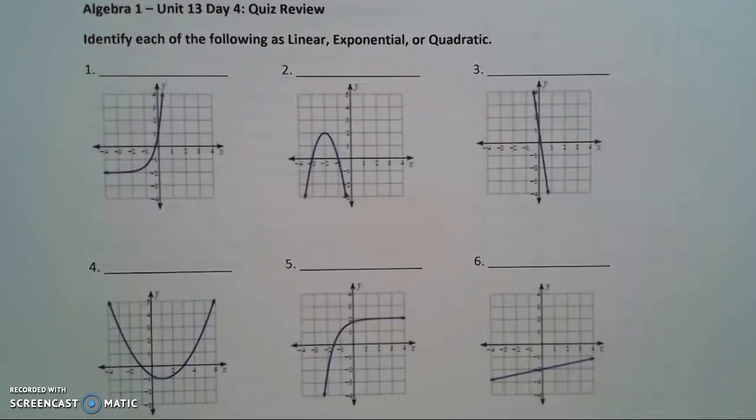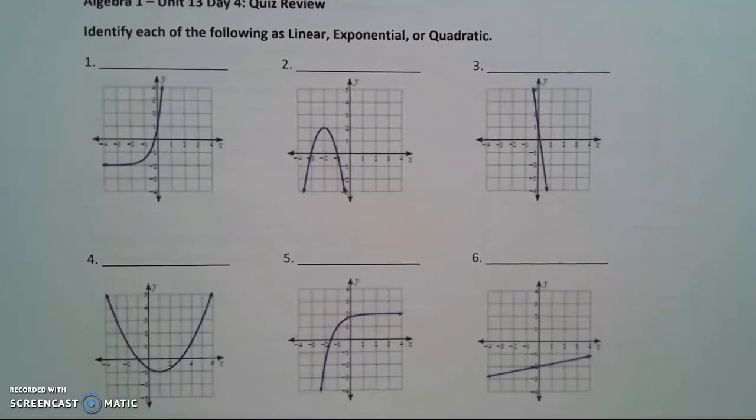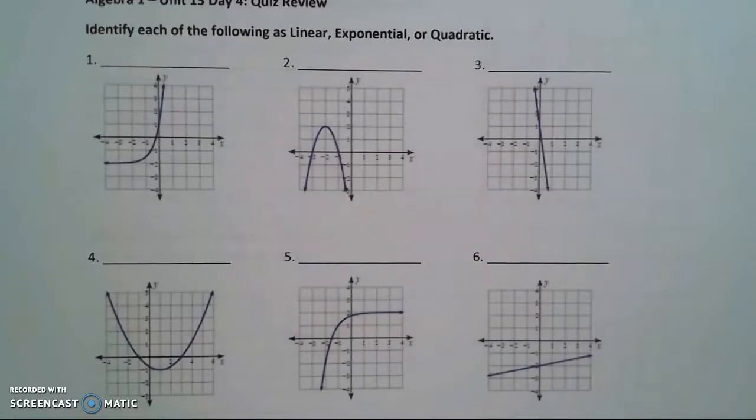The first whole page actually has the same directions. The directions are: identify each of the following as linear, exponential, or quadratic. So we're going to look at graphs first. We have 6 graphs here, and we're going to figure out, are they linear, exponential, or quadratic?